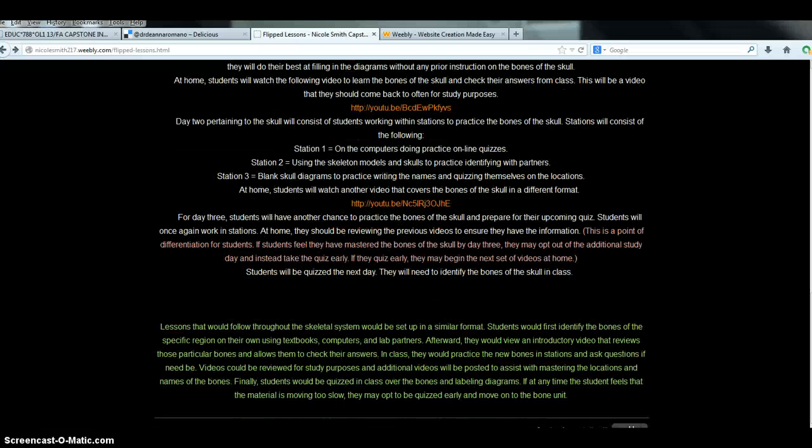Most of the lessons on the skeletal system would follow the same type of format. I could add in some extra activities if there was something specific for that particular set of bones. But most of it would follow the procedure of the students watching a video to introduce them, coming in, identifying things on their own, going home, checking their answers through another video, and then coming back to master the content and practice it with their partners.